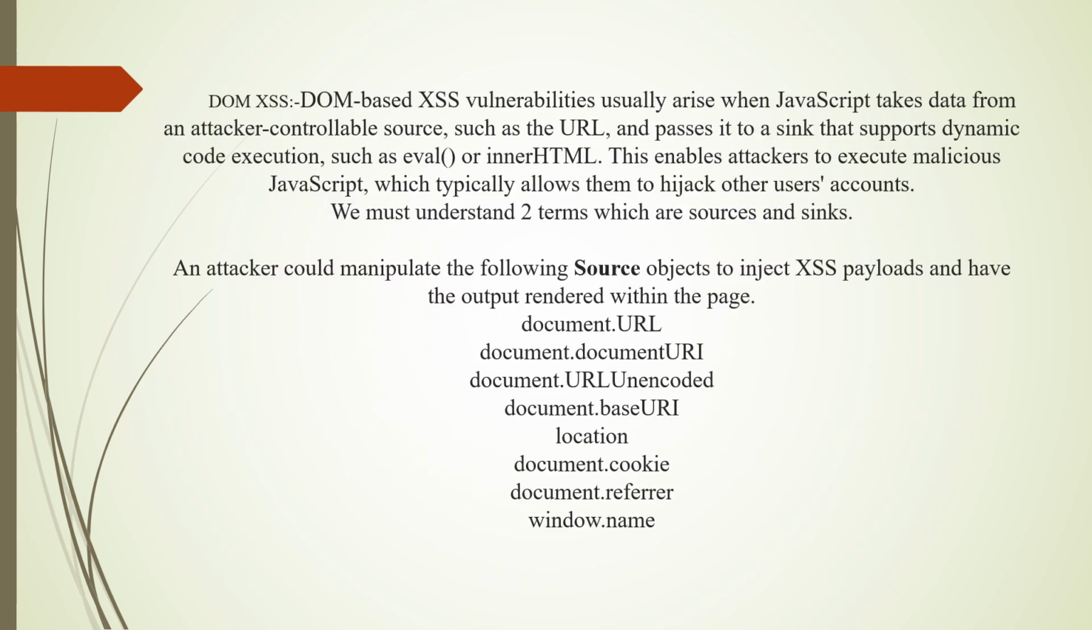DOM-based XSS. DOM-based XSS vulnerability usually arises when JavaScript takes data from an attacker-controllable source such as the URL and passes it to a sink that supports dynamic code execution such as eval or innerHTML. This enables the attacker to execute malicious JavaScript, which typically allows them to hijack other users' accounts. We must understand two terms: sources and sinks. An attacker could manipulate the following source objects to inject an XSS payload and have the output rendered within the page.